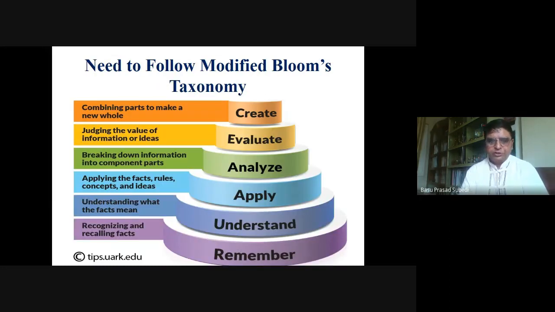While talking about it, we have so many taxonomies regarding the teaching and learning process. In this course, we try our best to use the modified Bloom's taxonomy as a foundation, as a philosophy or guidance of learning, starting from remember, understand, apply, analyze, evaluate, and create. These are the stages of learning. So we start from remember, go to understand, apply, analyze, evaluate, and create.